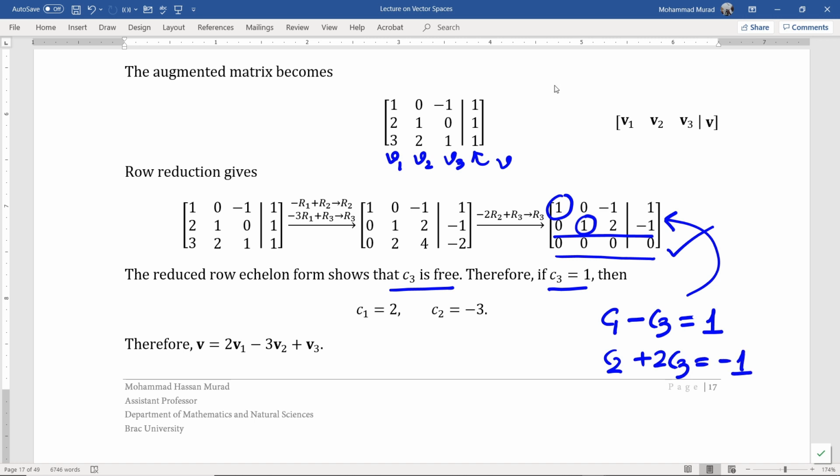And if we plug in the value of C sub 3 as we assumed to be equal to 1, we get this solution. So C sub 1 is equal to 2, C sub 2 is equal to negative 3, and C sub 3 is equal to 1. So we showed that the vector V is in fact a linear combination of the vectors V sub 1, V sub 2, and V sub 3. And the corresponding coefficients are C1 is 2, C2 is negative 3, and C3 is positive 1.